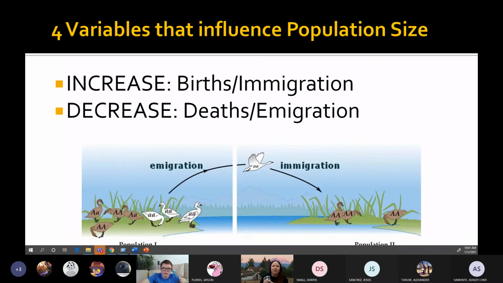So for the 2 bullet points in this part, what do we put down? What part? For the two bullet points under decreased births and decreased deaths. So births and immigration, and the decrease is deaths and immigration. Okay, thank you. You're welcome.